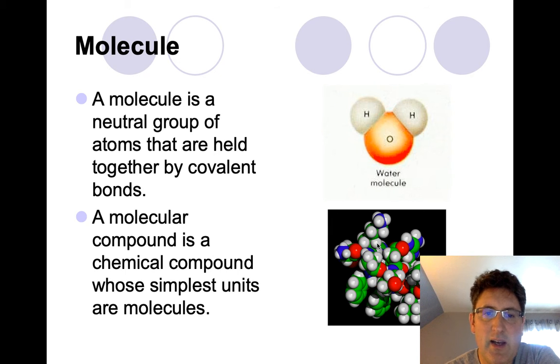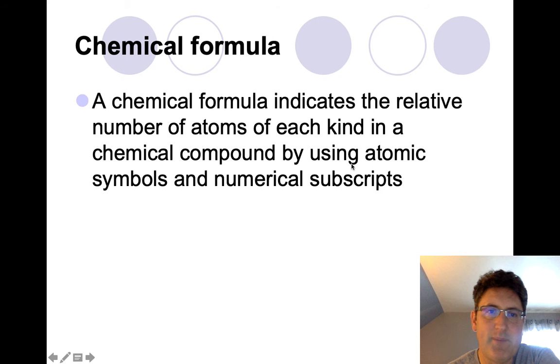So, again, when we talk about H2O, we're going to talk about that as you can see right here, as being a molecular compound. Okay. This term here is more of a catch-all for any different type of formula, whether it be ionic or covalent. A chemical formula indicates the relative number of atoms of each kind in a chemical compound by using atomic symbols and numerical subscripts.